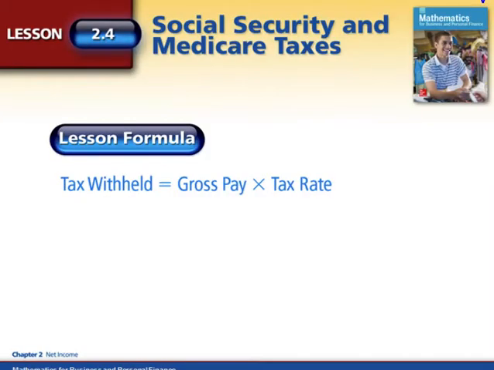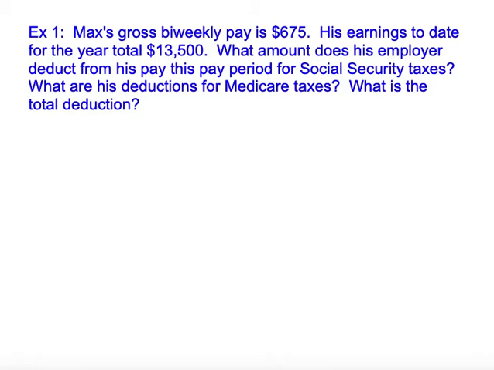Okay, so first of all, our lesson formula is quite simple today. Whether we're calculating Social Security or we're calculating Medicare, our tax withheld is going to come from our gross pay multiplied by the tax rate. Now, once we calculate both of those individually, we'll add those together to see what our total Social Security taxes will be.